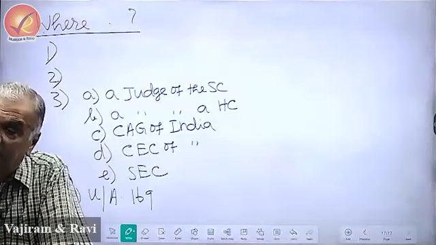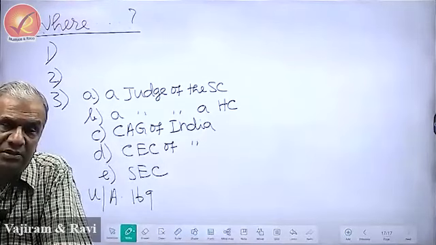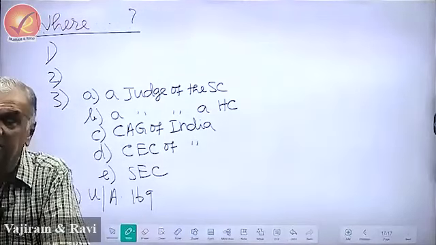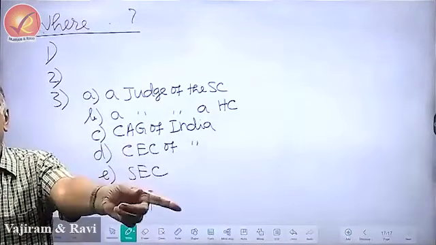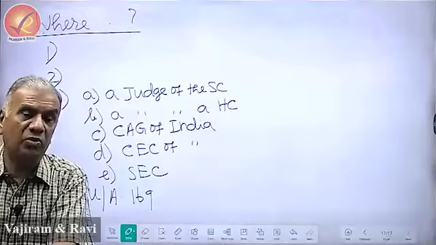Who is the authority to create or abolish a legislative council in the state? It's the parliament. Parliament is the authority to create or abolish, but the parliament can act only after such a resolution is passed by the state legislative assembly.